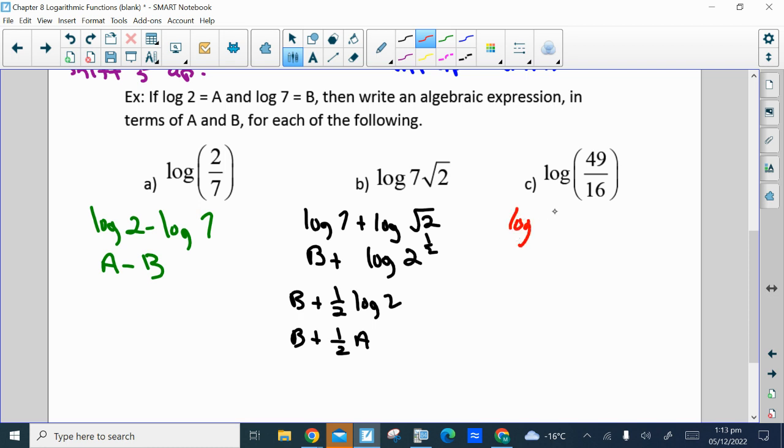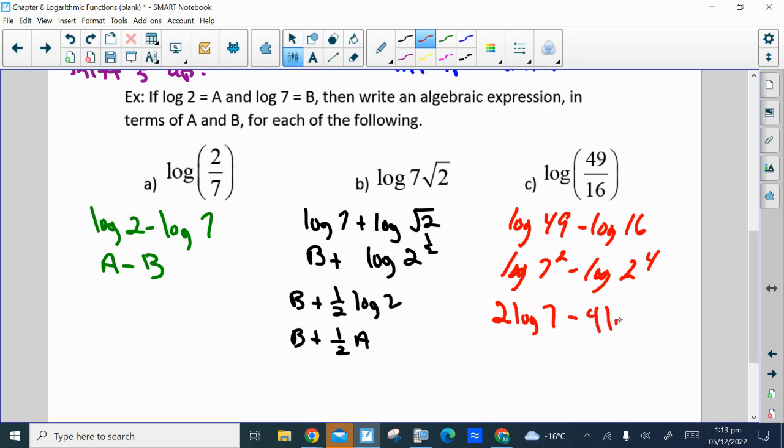Question C, because we're dividing the 49 and 16, we can use the quotient law to say that that's equal to the difference between those two logs. Now remember, we need to get these in terms of log 2 and log 7, which we can do because 49 is 7 squared. And 16 is 2 to the 4th. The exponents come out in front as coefficients.